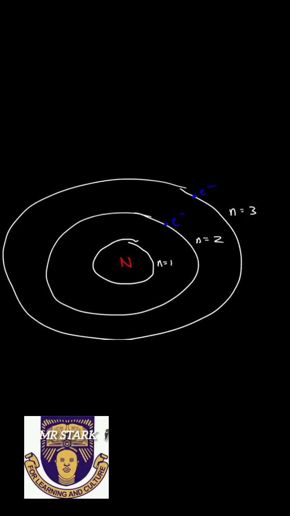So as n increases, the distance from the nucleus increases as well. So electrons that are closer to the nucleus exist at lower energy levels. Electrons that are further away from the nucleus exist at higher energy levels. So that's the first quantum number that you need to be familiar with. So n is the principal quantum number. So keep in mind, n is associated with the energy level.